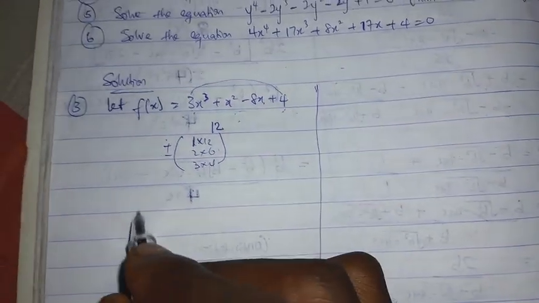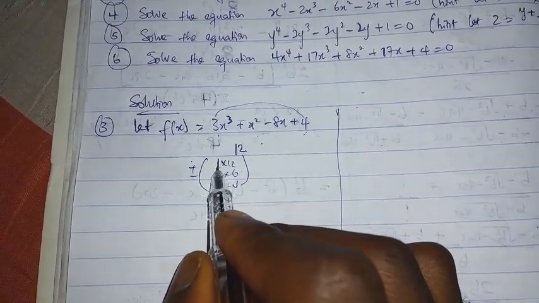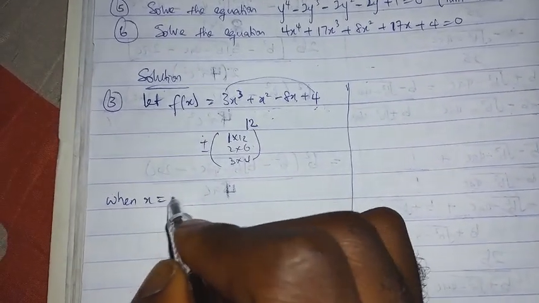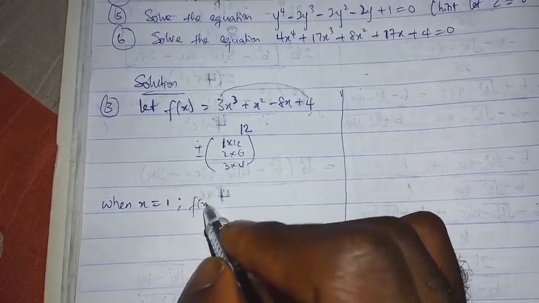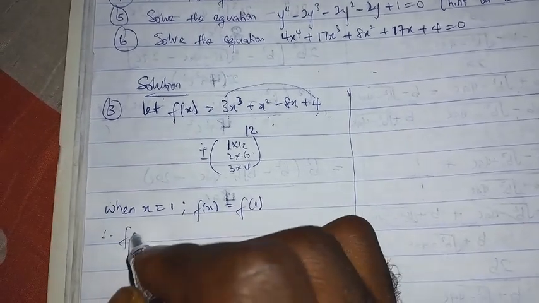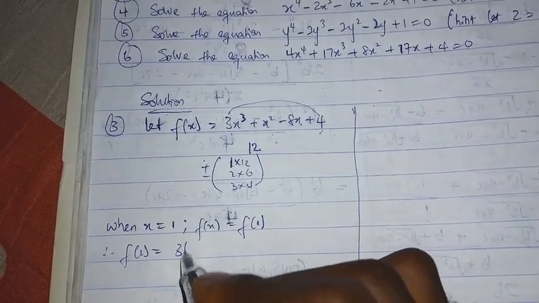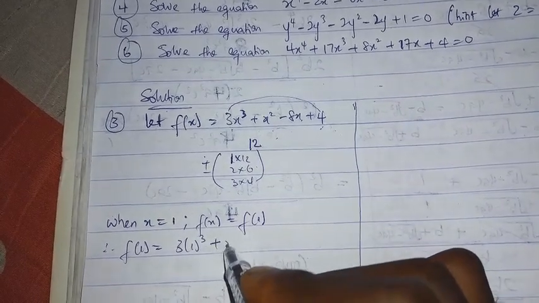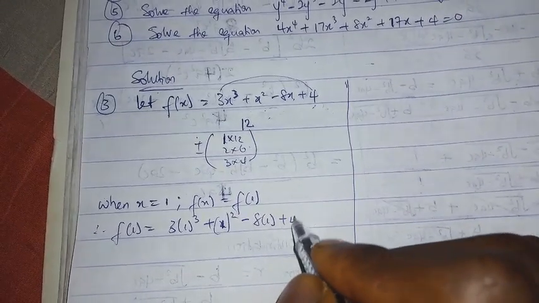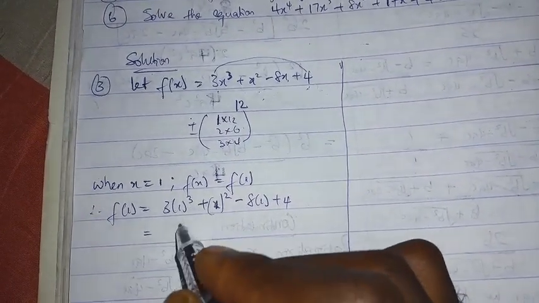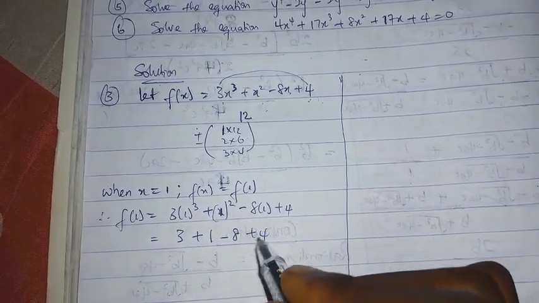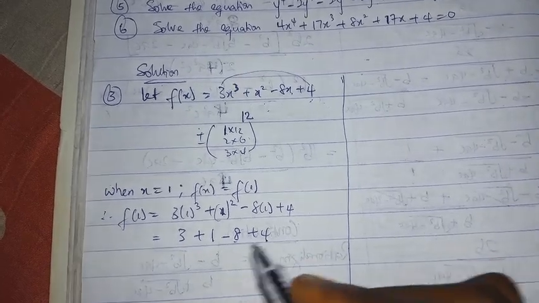Okay, so now the idea is, let's test for plus 1. So when x is equal to 1, f of x now becomes f of 1. Therefore, f of 1 becomes 3 into 1 cubed plus 1 squared minus 8 into 1 plus 4. Where 1 cubed is 1, times 3 is 3. 1 squared is 1. 8 times 1 is 8, plus 4. Minus 8 plus 4, that's minus 4.